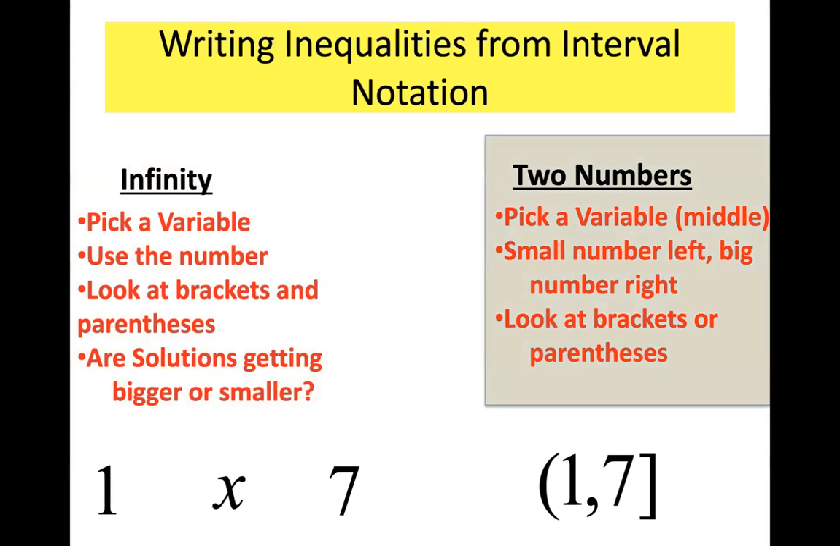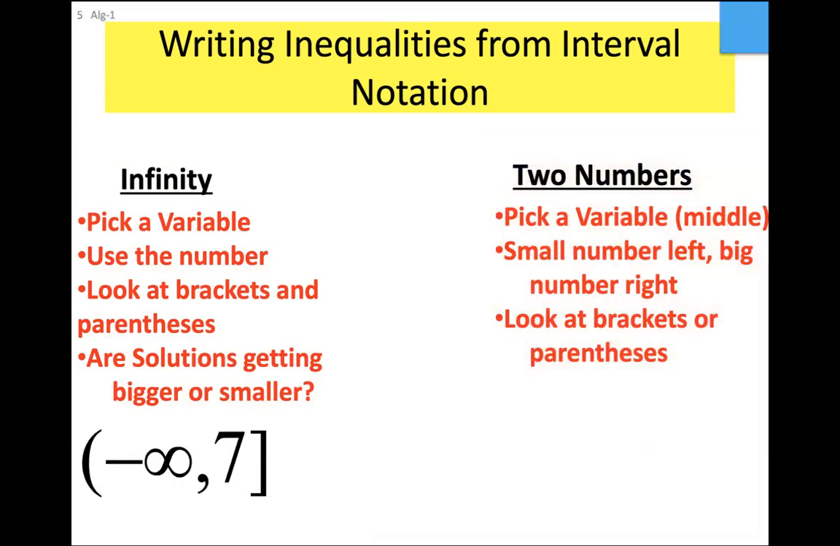And now I just got to figure out whether it's greater than or less than. All right. Let's see. I am bigger than 1, but I am smaller than 7. So if you look at the X, I need to be bigger than 1. So that would be this symbol. X is bigger than 1. But I'm smaller than 7, and there's a bracket, so I need to be less than or equal to. So there is your answer.